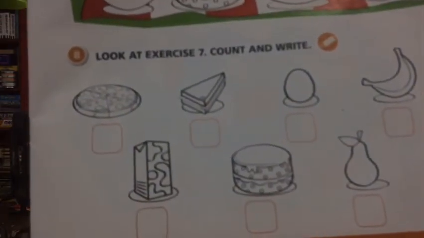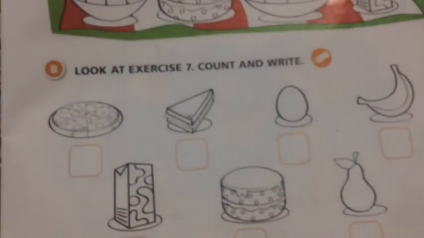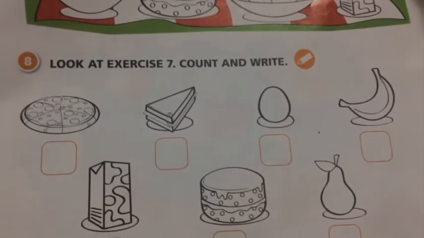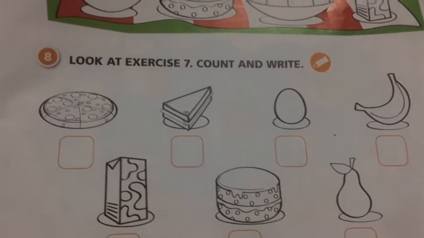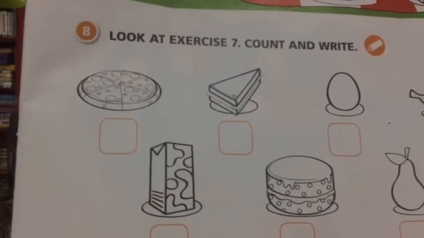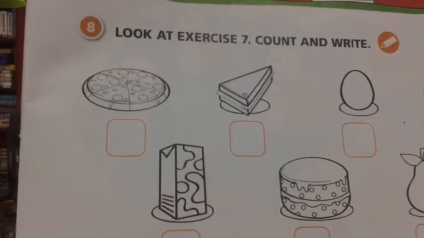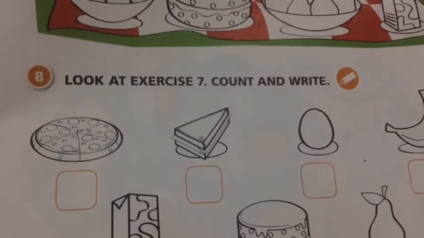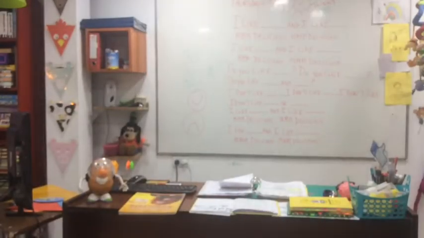Ejercicio 8. Yes. Look at exercise 7. Count and write. Acordate de guiarte con la lista de consignas, ¿sí? Count. ¿Qué quiere decir count? Muy bien, contar. How many pizzas? One, two. Y escribo el número. How many sandwiches? One, two. And write the number.